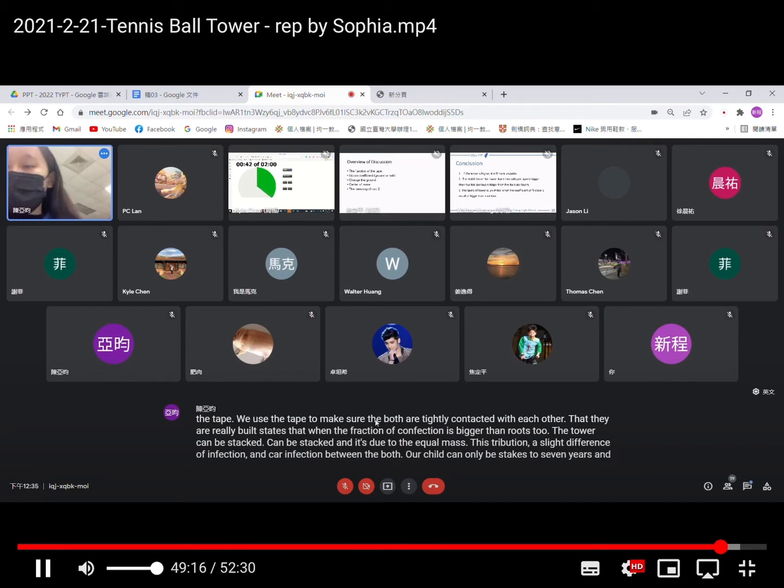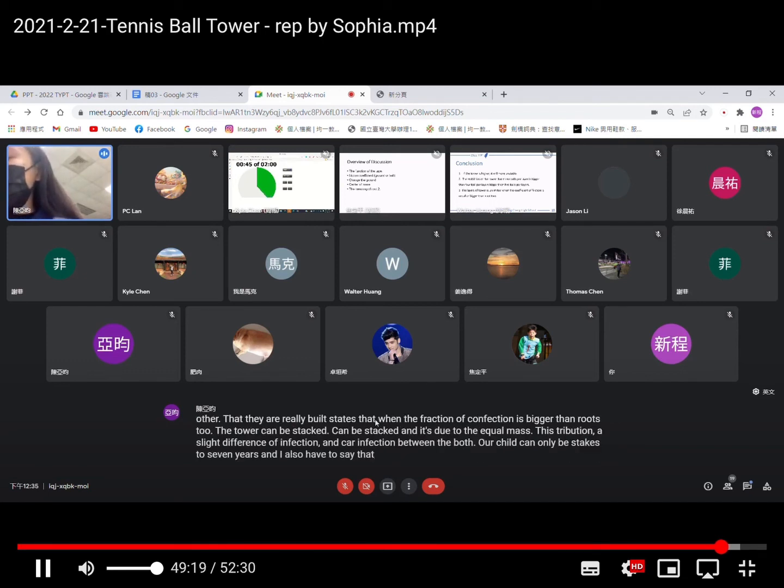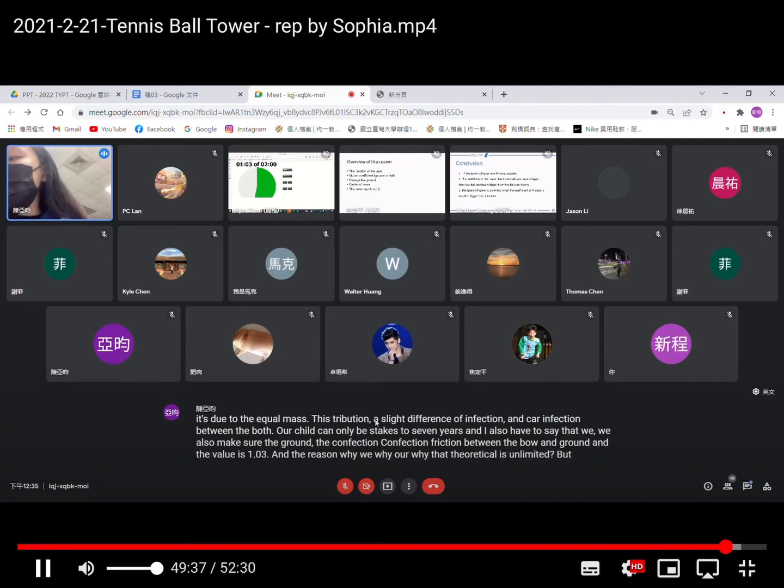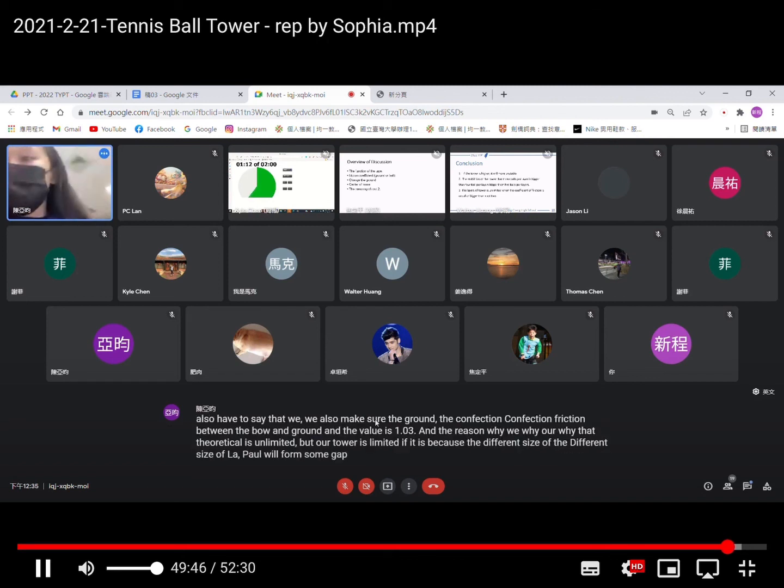I also have to say that we also measured the coefficient of friction between the ball and the ground, and the value is 1.03. And the reason why the theoretical height is unlimited but our tower is limited is because the different sizes of the balls will form some gaps, and the mass of each ball also has some differences, so it will cause the limit.